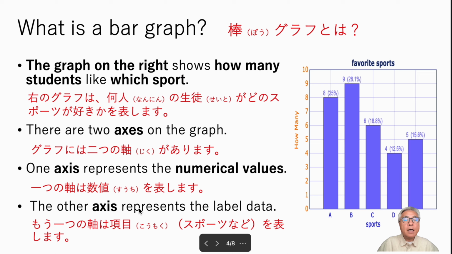Next one, the other axis. The other axis, 他のもう一つの軸。The other axis represents the label data. Label data. もう一つの軸は項目を表します。Sports. Okay. So, the graph on the right shows how many students like which sport. So, graph can be very good to understand how many students like which sport. Alright? Graph is very, very good.